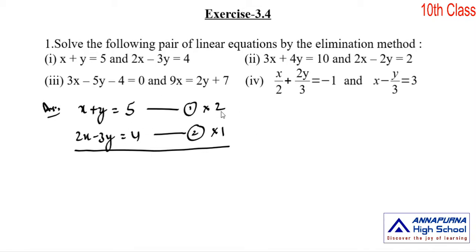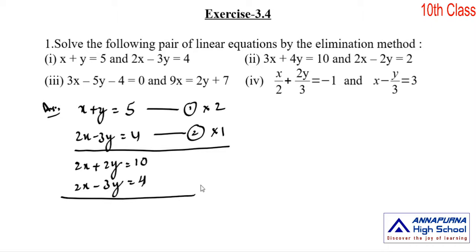Since we are doing multiplication, every term in that equation must be multiplied by this number. So 2 into x, 2x, plus 2 into y, 2y, is equal to 2 into 5, 10. In the second equation every term is multiplied by 1, so 2x into 1 is 2x, minus 3y into 1 is 3y, is equal to 4 into 1, 4. Okay, this is your first step: multiply the two equations by a number.